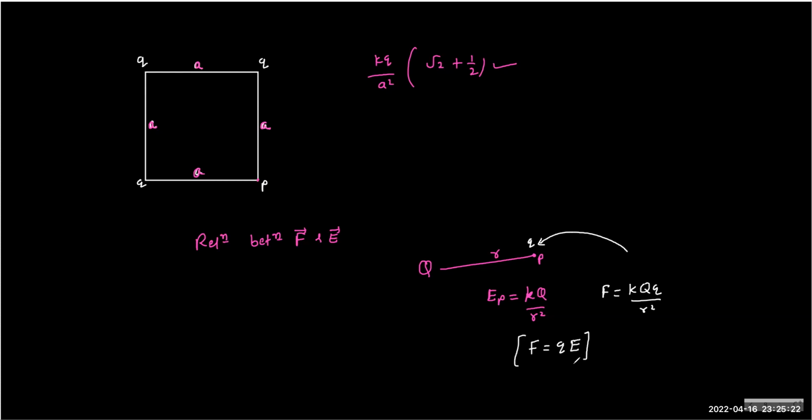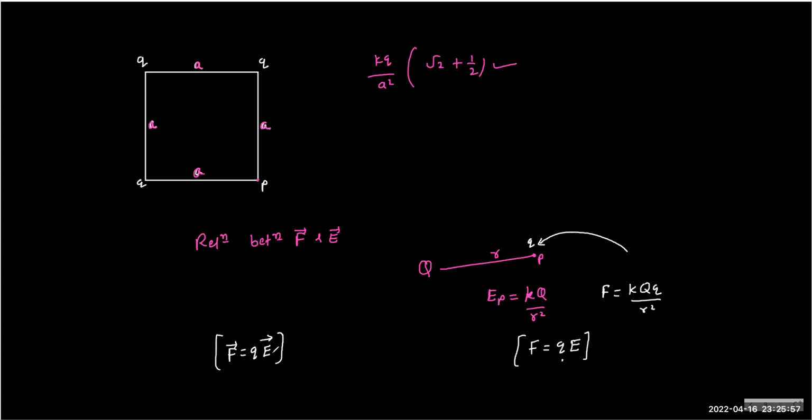So force on any given charge is equal to charge multiplied by the electric field due to all other charges except that charge. Like the one which will experience the force should not create the field. Or you can say in other words, the one which will experience the force should not have contribution to the field for the same. So the force is equal to q multiplied by electric field vector.